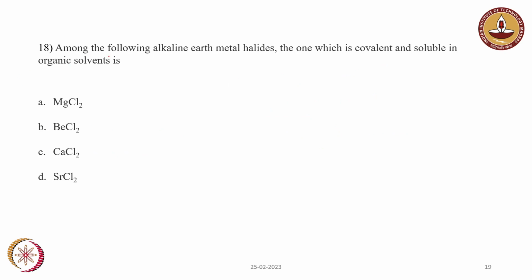The next question is: among the following alkaline earth metal halides, the one which is covalent and soluble in organic solvent is option A, magnesium chloride, B is beryllium chloride, C is calcium chloride, and D is strontium chloride. So in group 2, the order of elements is beryllium, magnesium, calcium, strontium, and barium.